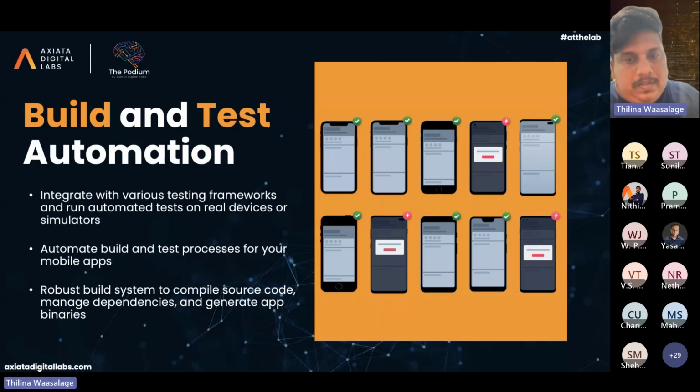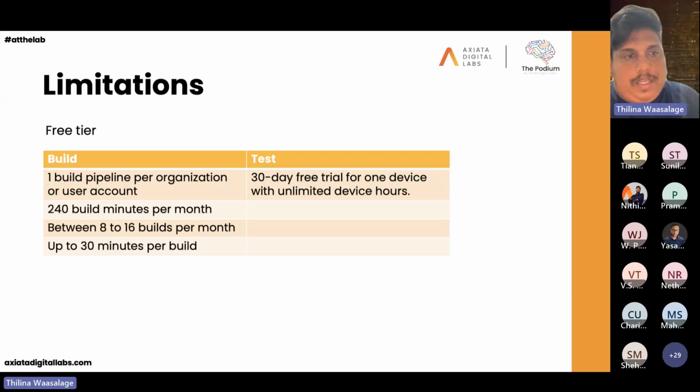So there's an interface based on the role, for each and every device, whether it's passed or failure. So you can see. And when it comes to limitations, mainly you can start testing using the free tier.